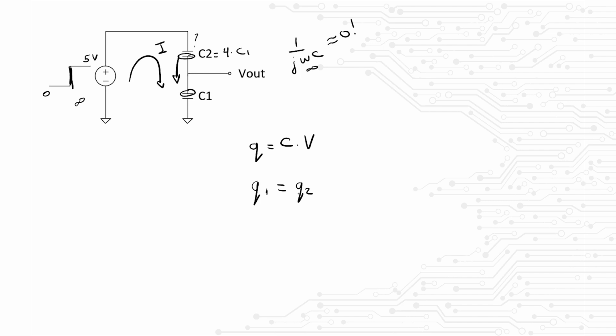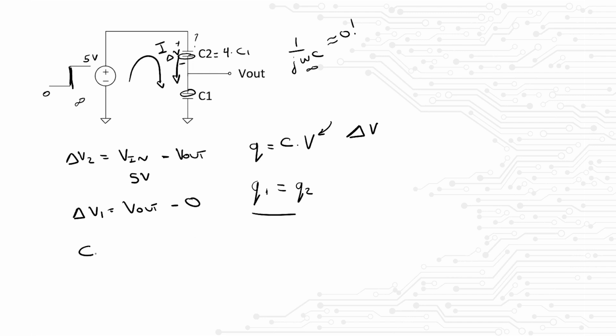Another important point, and I cannot stress this enough: remember that the V in Q equals C times V is a delta V across the plates of the capacitor, okay? So now, let's try to figure this out. At steady state, the delta V across C2 is going to be Vin at steady state, meaning 5 volts, minus Vout. And delta V across capacitor 1 is going to be Vout minus 0. If we say that Q1 is equal to Q2, then that means that C2 times delta V2 is equal to C1 times delta V1.